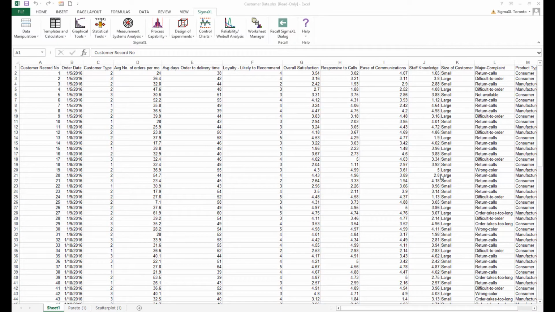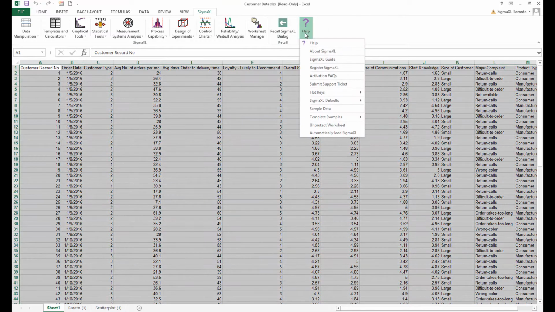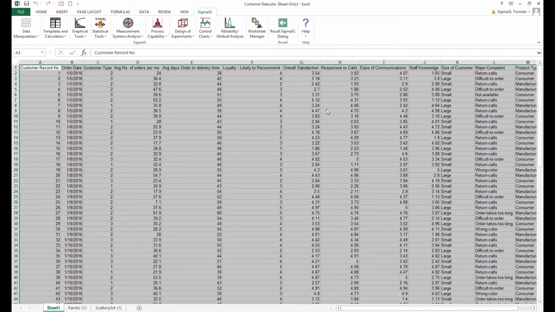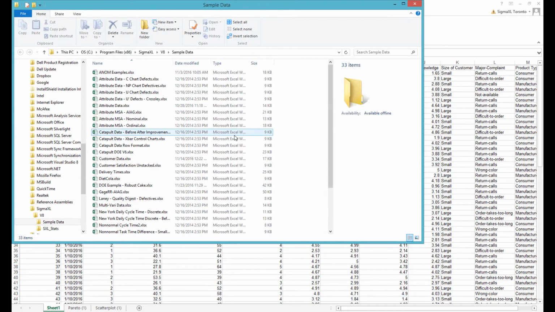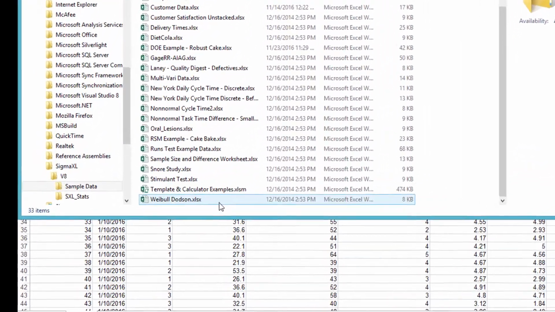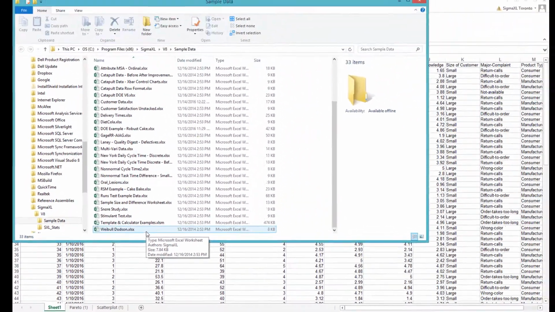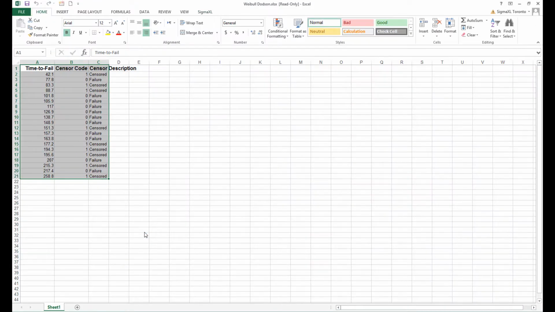For this video, we'll be using a sample dataset found in SigmaXL. To begin, click Help. Click Sample Data, and then select the file weibull.xlsx. This file contains right-censored time-to-failure data. Now let's analyze this data.